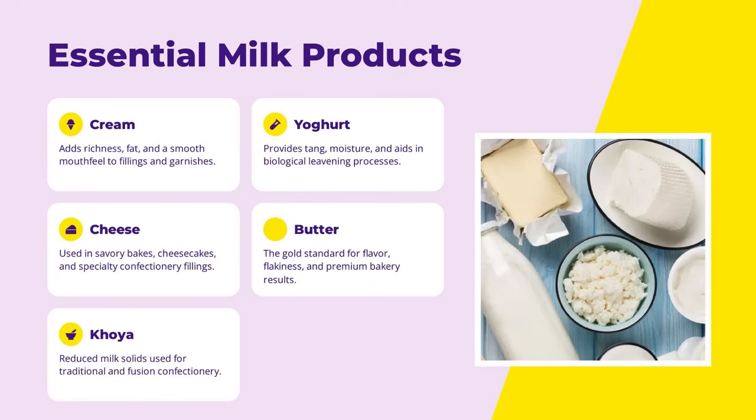Finally, we have khoa. Khoa is prepared by concentrating milk solids and is extensively used in traditional Indian sweets as well as modern fusion bakery and confectionery products. The images shown on the slide represent these important dairy ingredients, highlighting how each one contributes not only nutrition, but also flavor, richness, texture, and overall product quality.